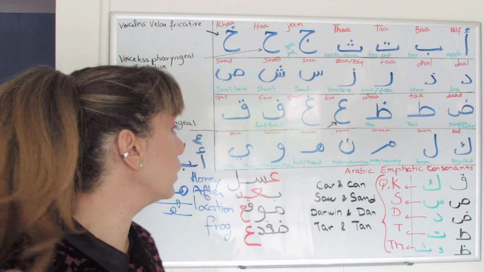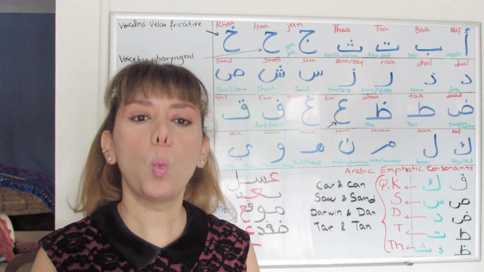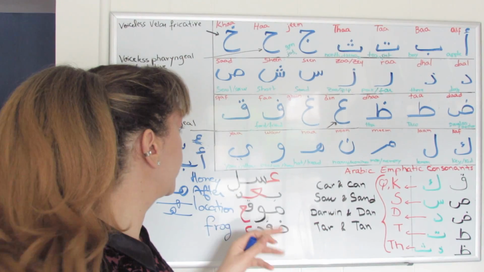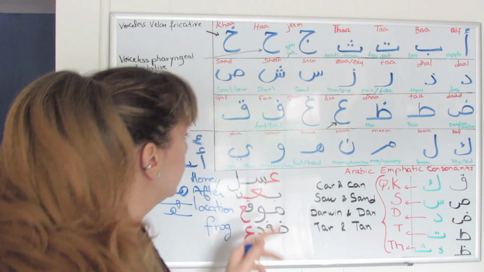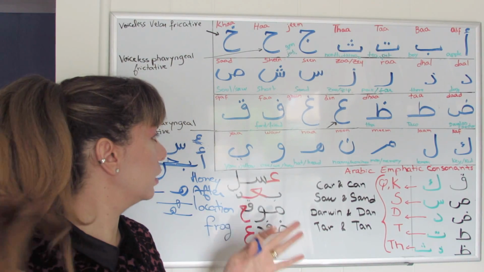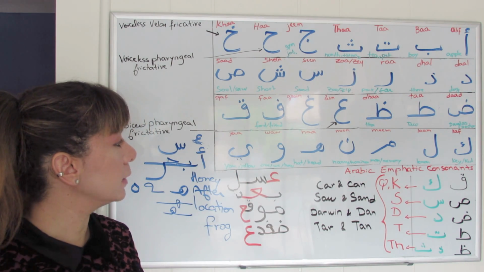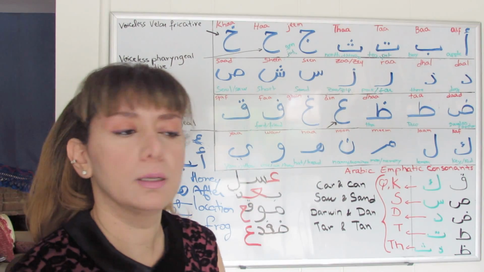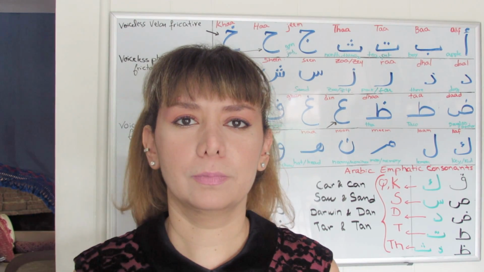Waw, like one, we, how, wow. Ya, it looks like a duck, with two dots at the bottom. Ya, like yellow, you. See you later.